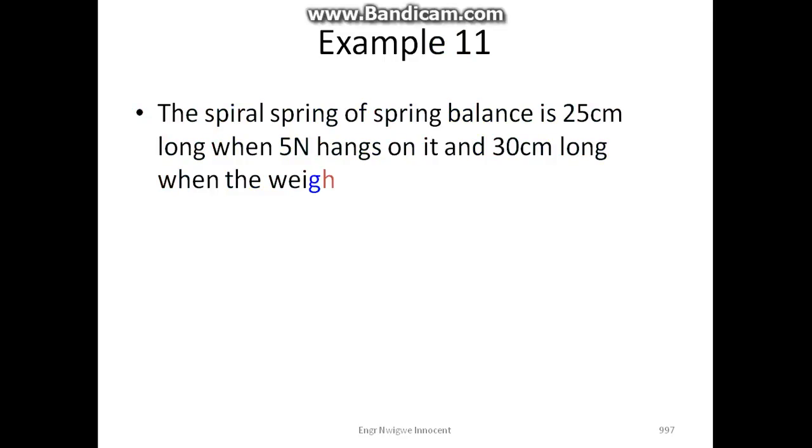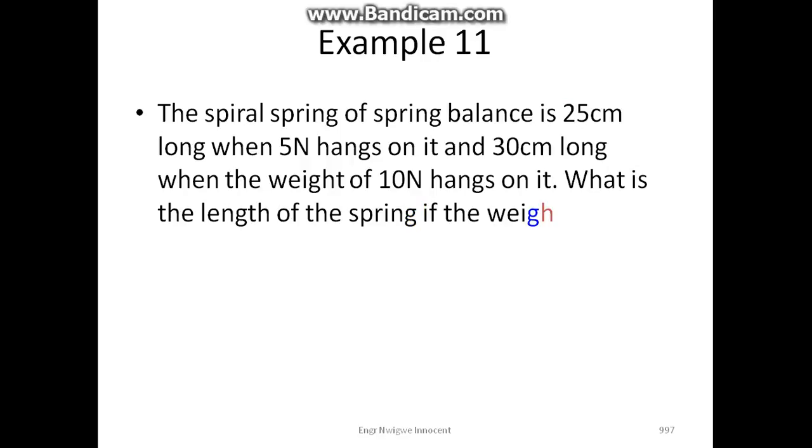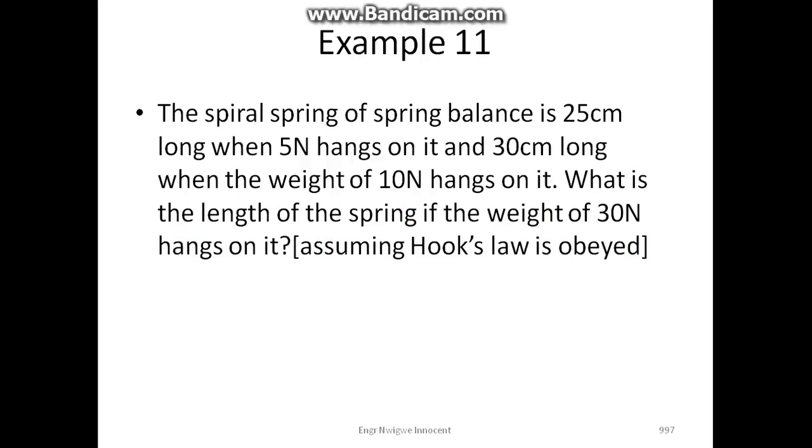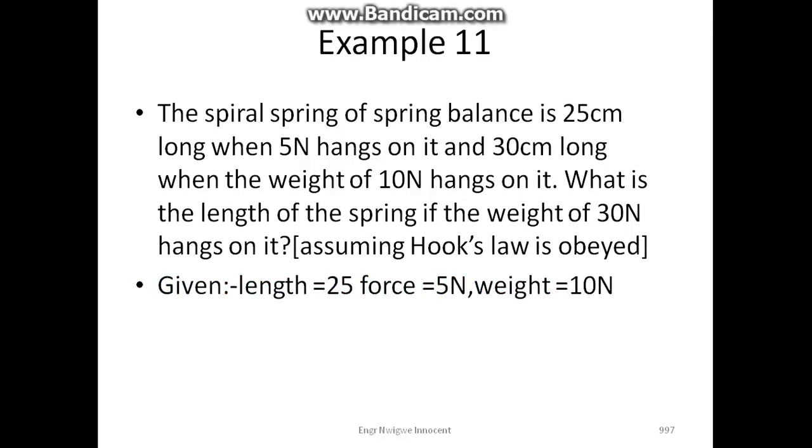Example 11. A spiral spring of a spring balance is 25 cm long when 5 Newton hangs on it, and 30 cm long when the weight of 10 Newton hangs on it. What is the length of the spring if the weight of 30 Newton hangs on it? Assuming Hooke's law is obeyed. Given: length is equals to 25, force is equals to 5 Newton, weight is equals to 10 Newtons. We are asked to find the length of the spring.